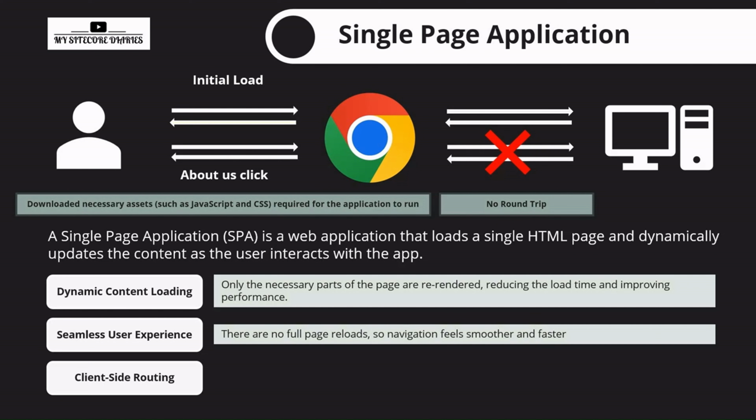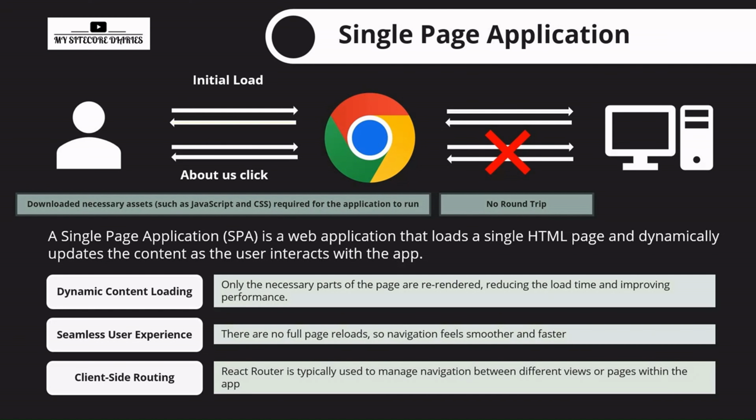And lastly, client-side routing. The SPA typically uses React Router to manage the navigation between different views or pages within the app. This allows efficient and dynamic routing without needing to reload the entire page. So dynamic content loading, seamless user experience, and client-side routing. These features make single page application a powerful choice for building modern high performance web applications.